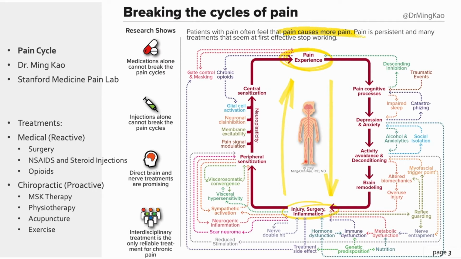It describes the initial trauma and resulting effect of that trauma that leads to a pain experience. In order to stop this pain cycle from continuing, we have reactive or medical care options and proactive or chiropractic care options.